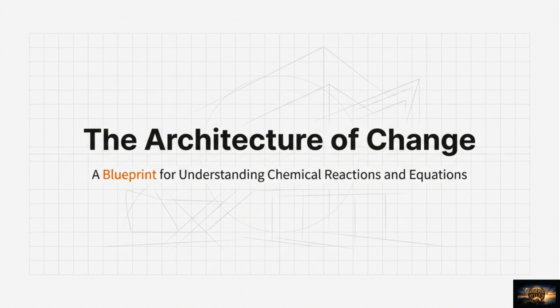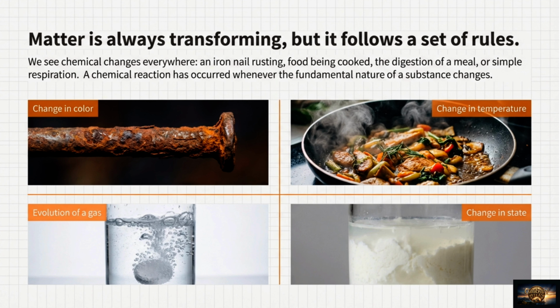Welcome to The Architecture of Change, a blueprint for understanding chemical reactions and equations. Matter is always transforming and follows a set of rules. Chemical changes are everywhere, like rust forming or food cooking. A chemical reaction fundamentally changes a substance, often shown by a change in color, temperature, gas evolution, or state.